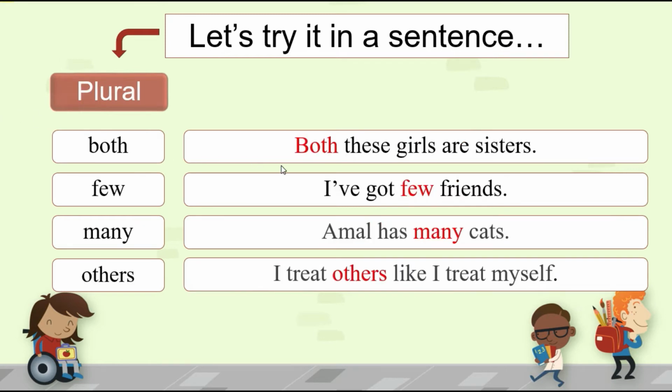Both. Both these girls are sisters. Few. I've got few friends. Many. Amal has many cats. Others. I treat others like I treat myself.